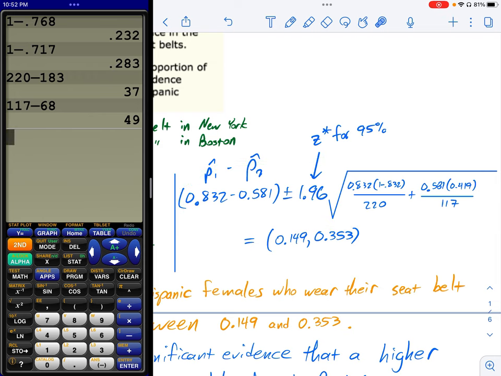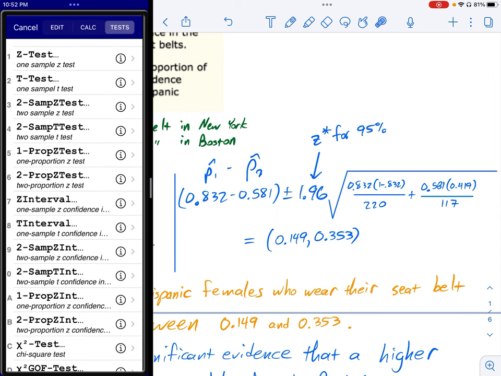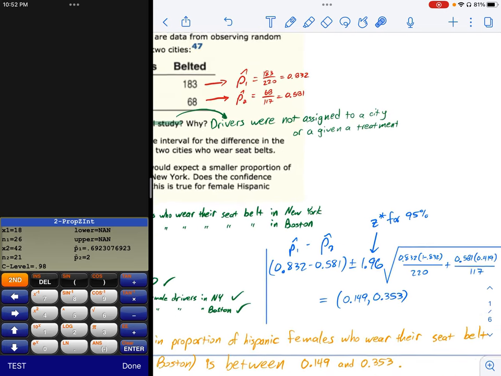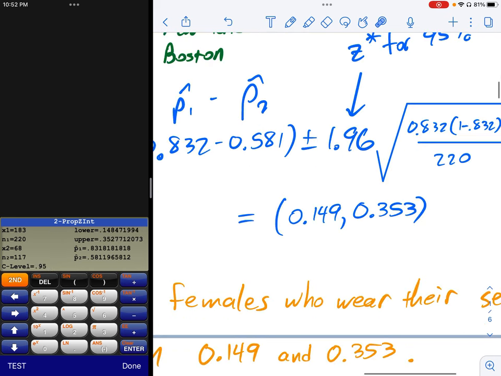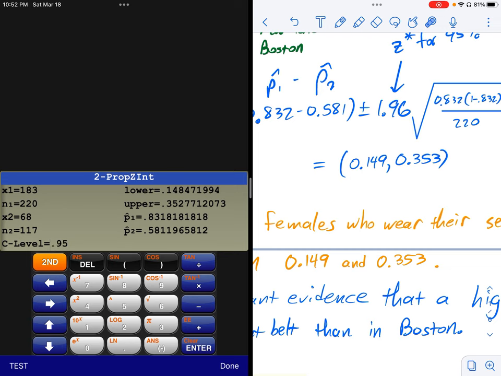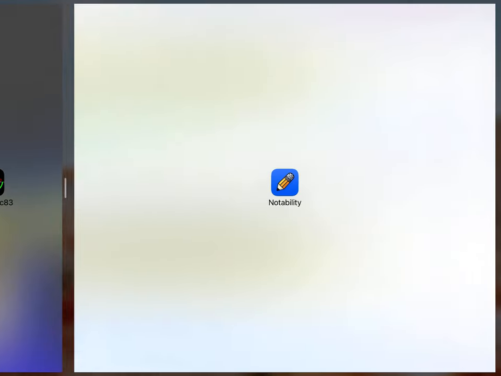Then you can use your calculator, and I'll remind you how to do that here. Stat tests. It is capital B, and then you need to plug in the numbers. So 183 out of 220, 68 out of 117. And the percentage is 95. So you can see there that the calculator agrees. 0.14. Well, I guess I rounded mine to 9 for some reason, but I'd let that go. And 0.353 right here. Then you conclude with a sentence.